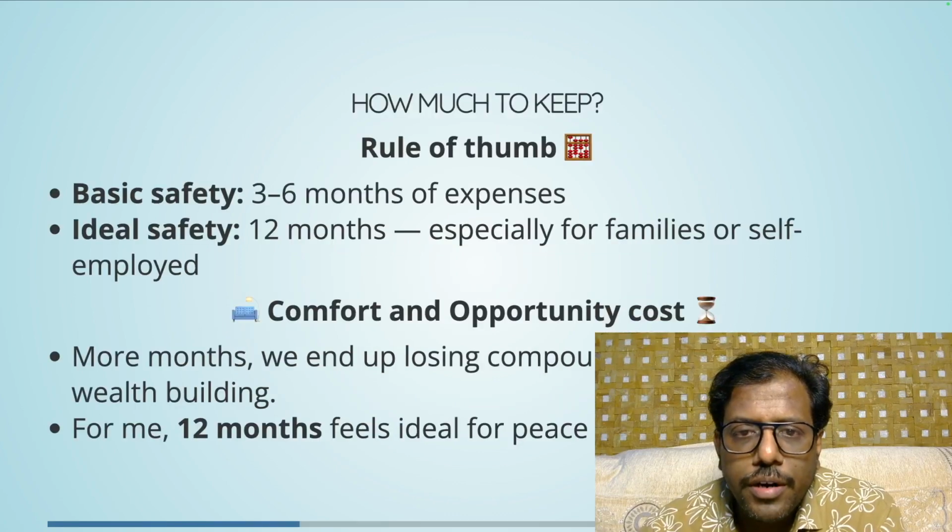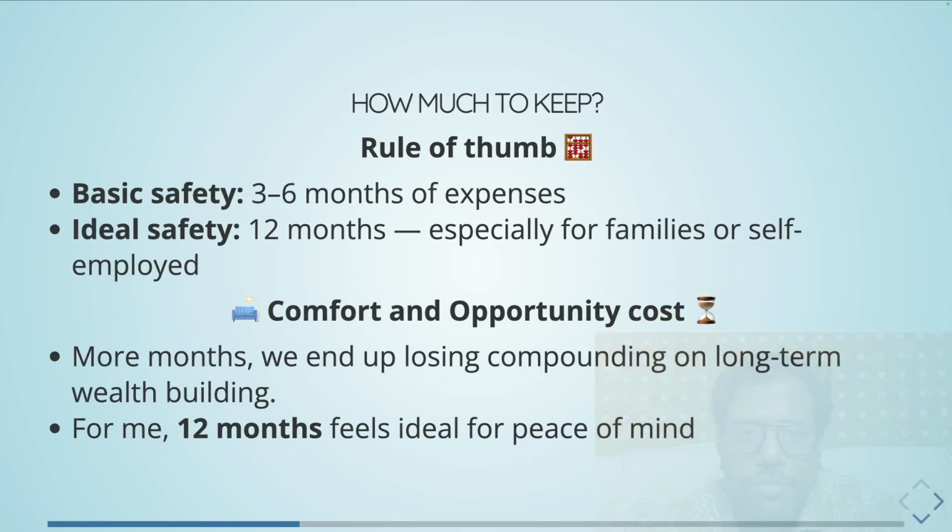So how much to keep? We have to plan for, let's say, 3 to 6 months of expenses. That is, at the basic level, what we have to do. And if you can go for a longer term like 12 months, that would be even better. For me, I feel 12 months is more comfortable, knowing that I'm covered for a year to run through the expenses or to cover a larger emergency, like a medical emergency that's happening. That makes it much better.